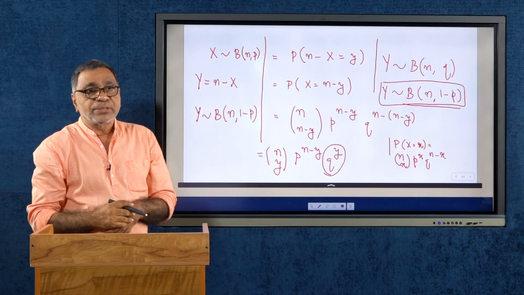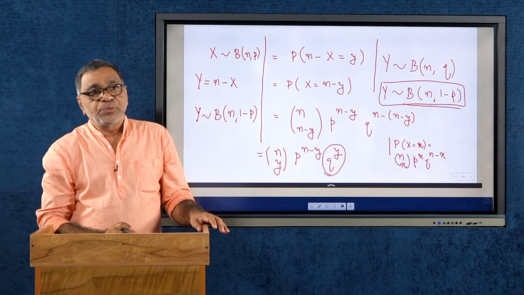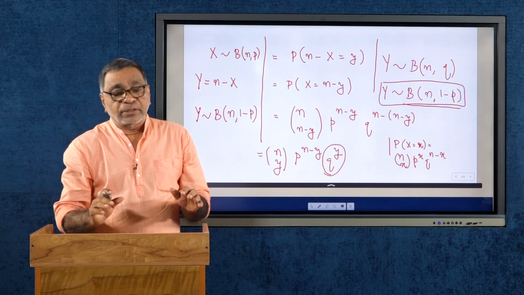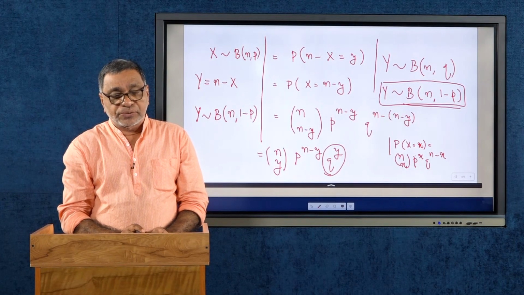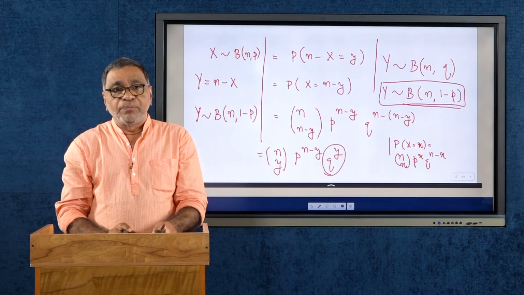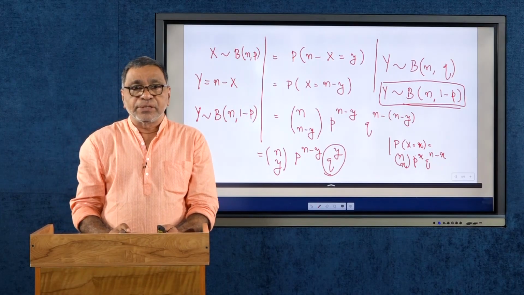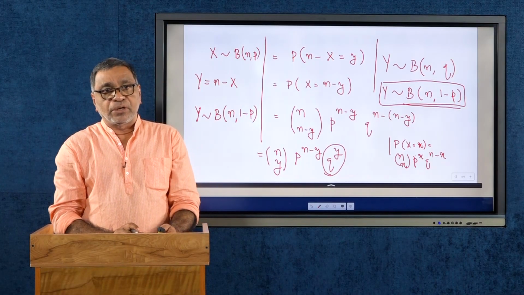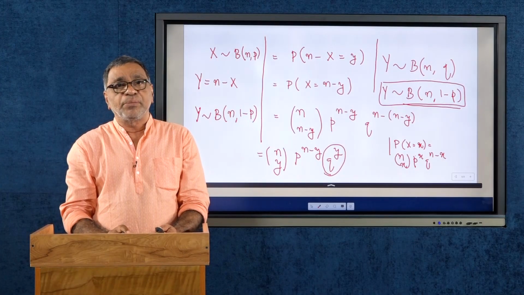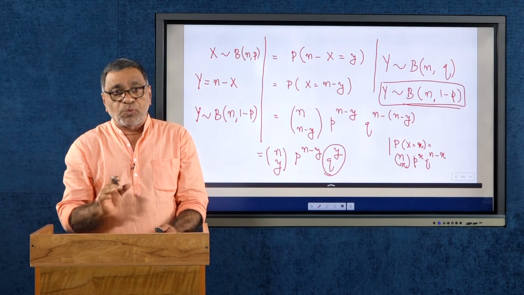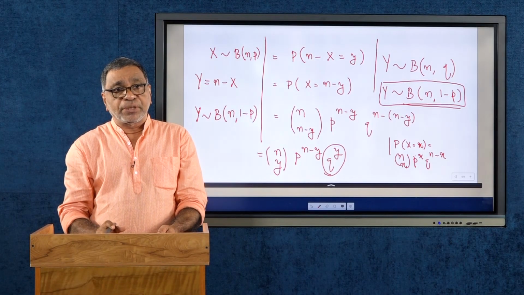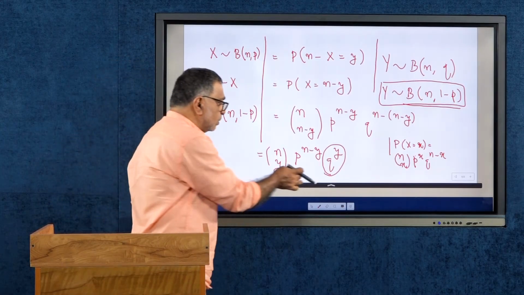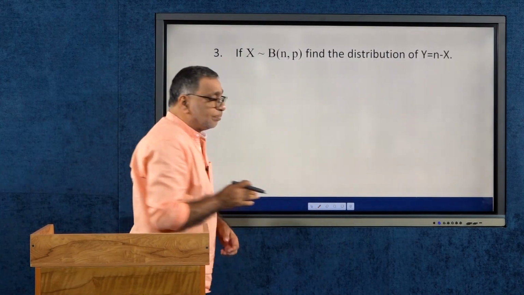So, this is a result regarding the distribution, regarding the characterization of Y, where Y is equal to n minus X. So, this is a characterization property of the binomial random variable. That is, if X is a binomial random variable with parameter n and p, then Y that is equal to n minus X is a binomial random variable with parameter n and 1 minus p. Okay. Consider another problem.